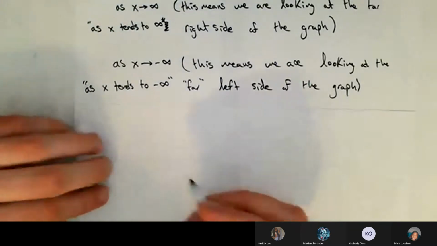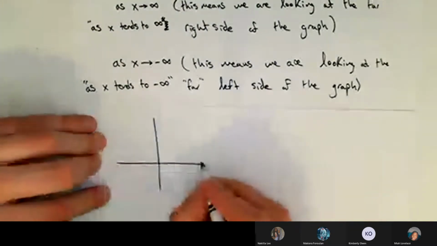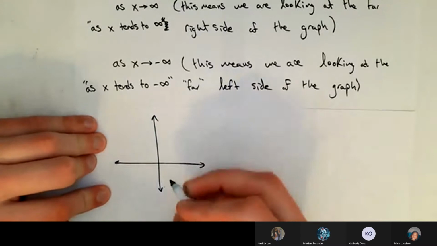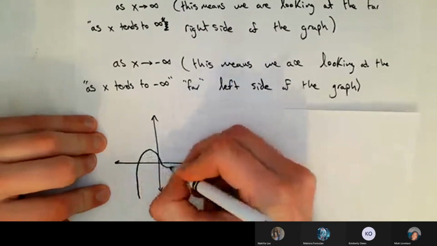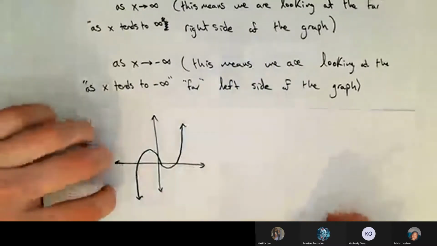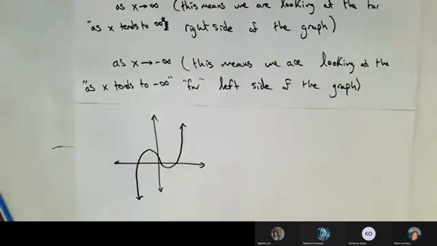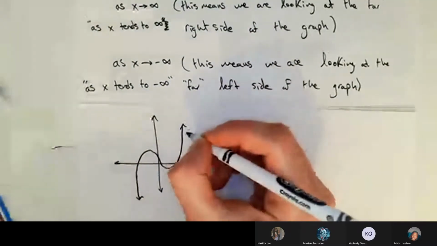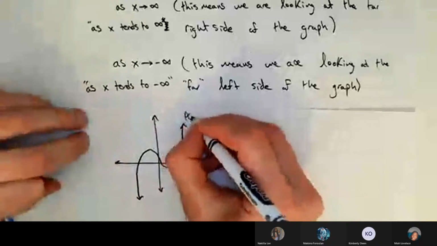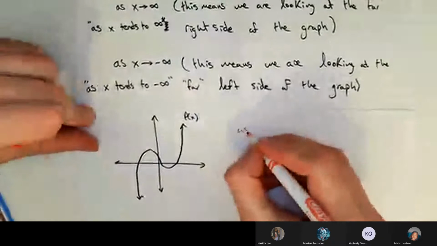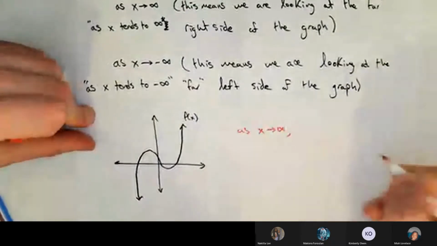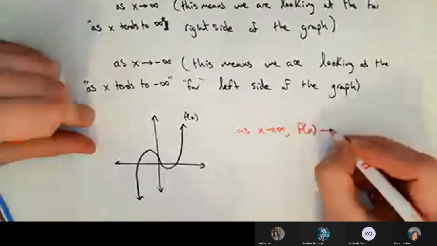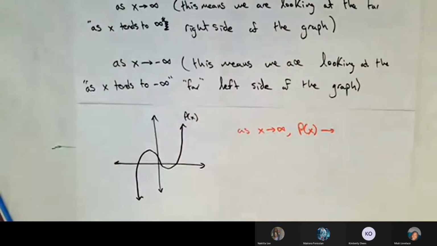So when I give you a graph, for instance, a graph of some crazy looking cubic graph like this, and I name the function f of x or p of x, p of x is what we were calling it, then I would say for this particular one, as x tends to infinity, comma, p of x, and then I have to decide if p of x tends to infinity or negative infinity.